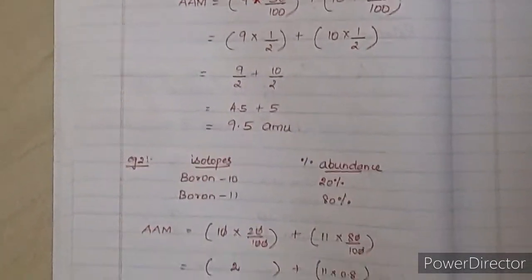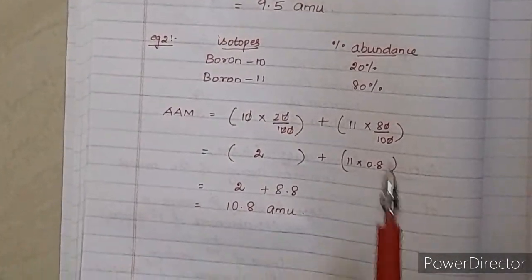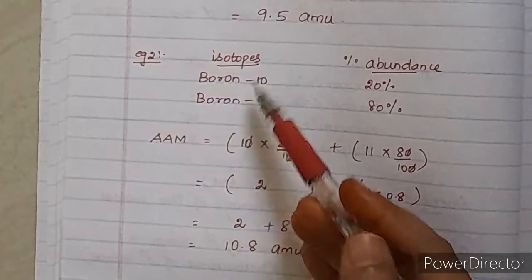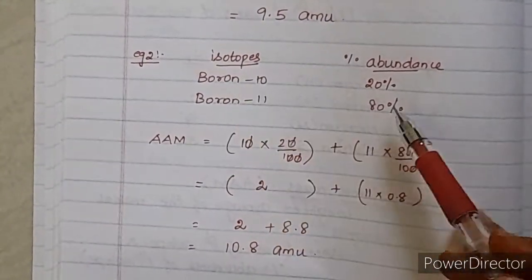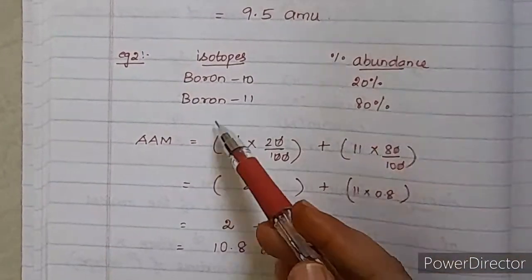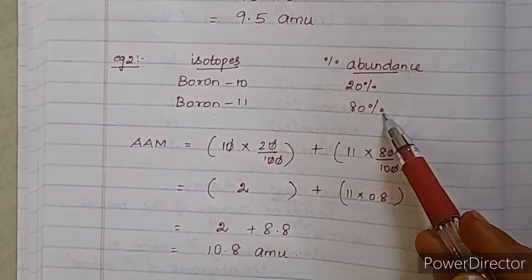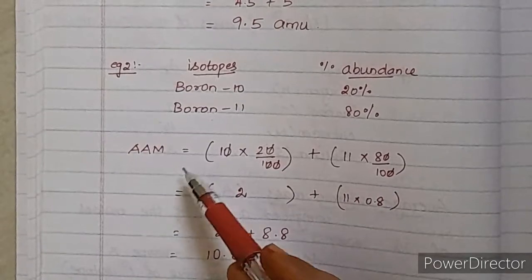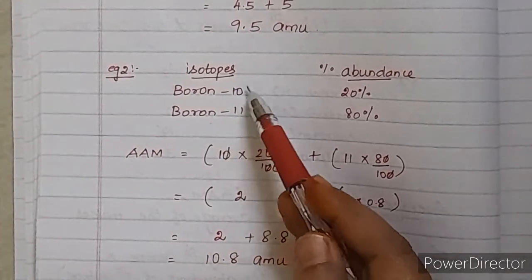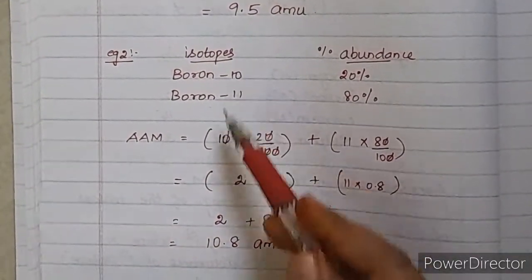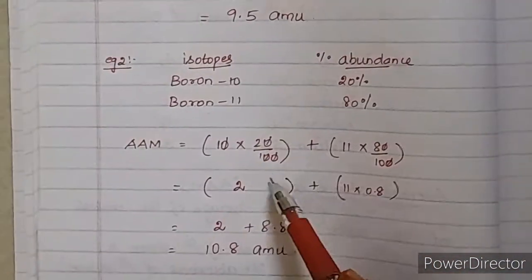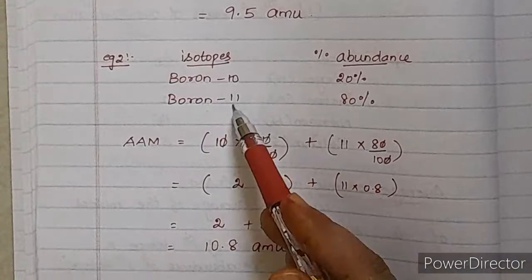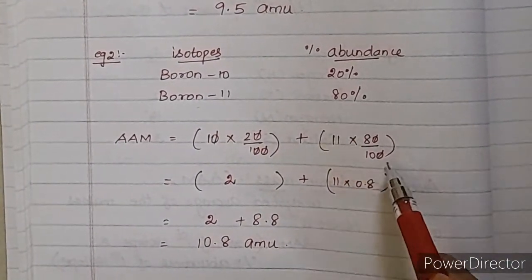Now let's see the second example. Example 2. Now there are 2 isotopes of boron and the percentage abundance is given. So what are the 2 isotopes of boron? Boron 10 and boron 11. Boron 10, the percentage abundance is 20% and for boron 11 it is 80%. Now to calculate the average atomic mass, first I will multiply the mass of the first isotope, that is 10, into the percentage abundance, 20. 20 can be written as 20 by 100. Now similarly, mass of the second isotope is 11 into 80 by 100.